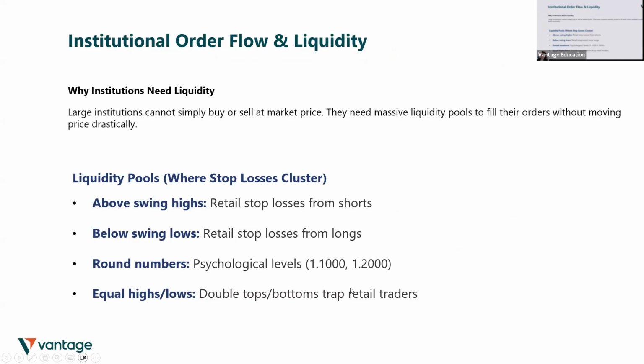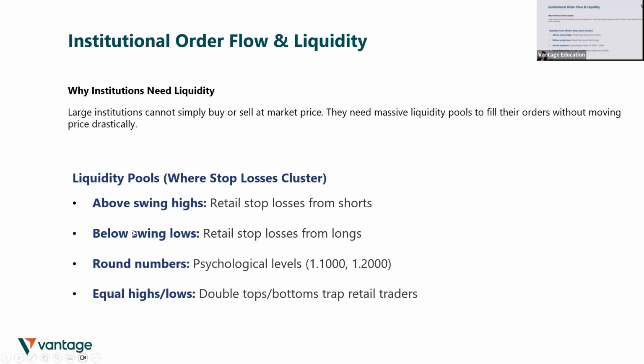Okay, for the institutional order flow and liquidity. So why do institutions need liquidity? We know that large institutions cannot simply buy or sell in the marketplace. They need a massive liquidity pool to fill their orders without moving price. Okay, liquidity pools are where stop losses cluster.